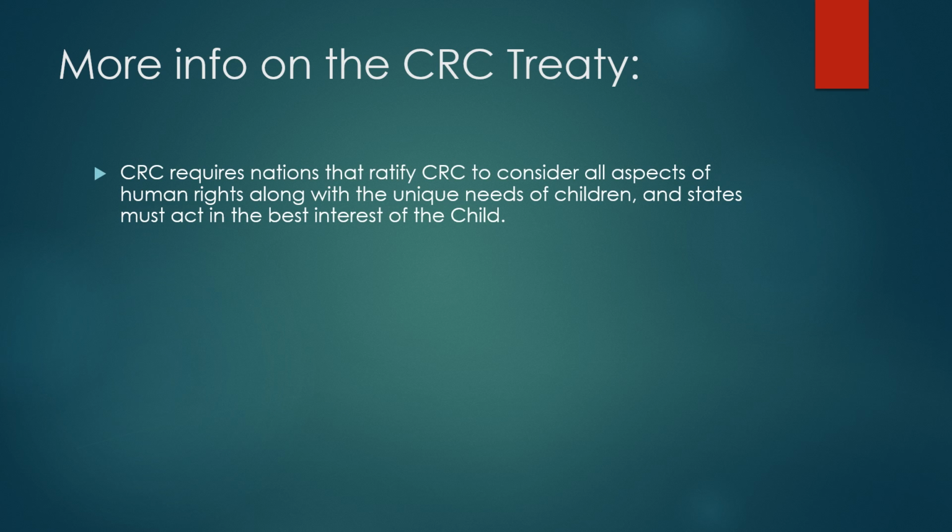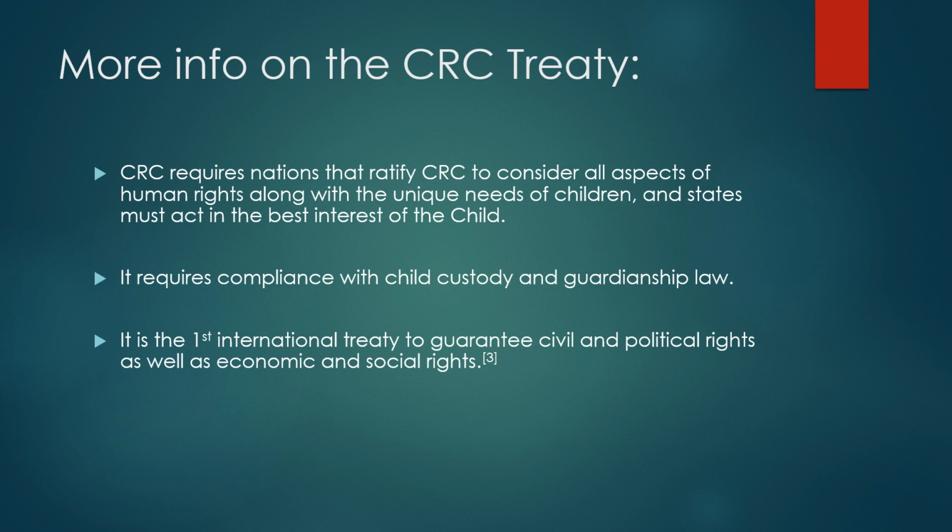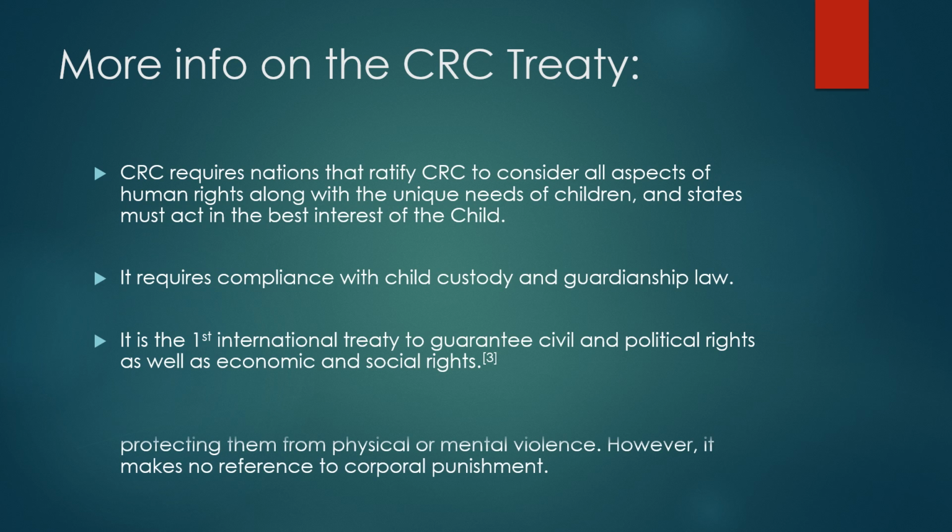The Convention on the Rights of the Child requires that nations that ratify it consider all aspects of human rights along with the unique needs of children, and the states must act in the best interest of the child. It requires compliance with child custody and guardianship laws. It is the first international treaty to guarantee civil and political rights as well as economic and social rights. The CRC forbids capital punishment for children and protects them from physical or mental violence. However, it makes no reference to corporal punishment.